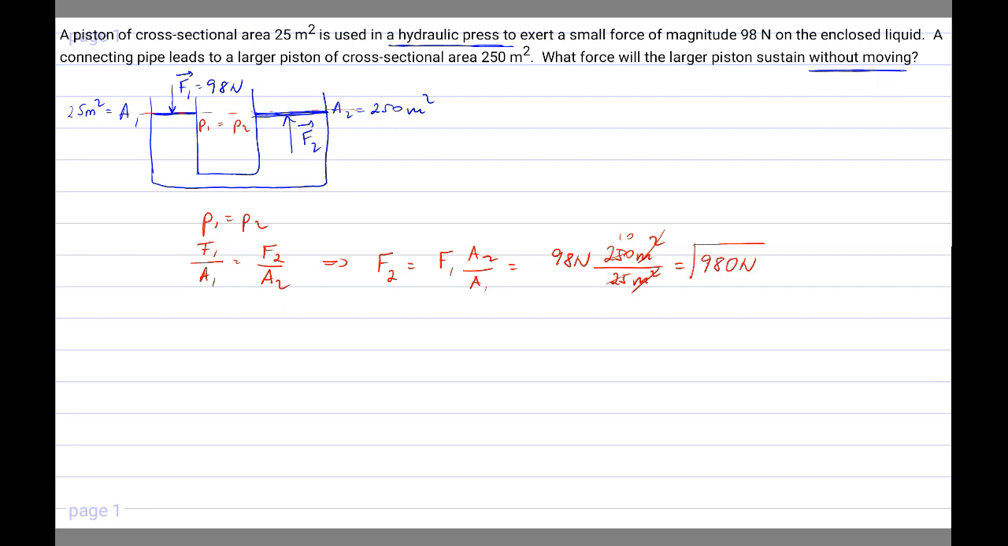So force 2 here acting on the larger piston is also larger, and it's 980 newtons. Small force over a small area means large force over a larger area.